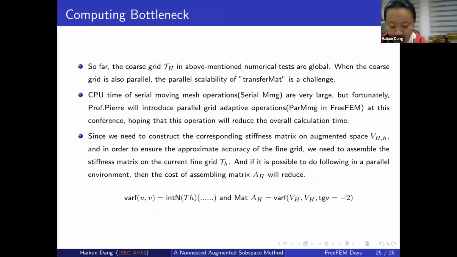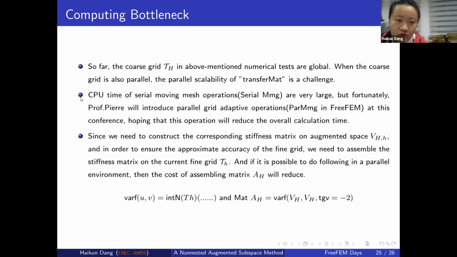Okay, here we will talk about the computational bottleneck in the tests. There are three points. The first point is that the cost of the grid transfer T to capital H in the above-mentioned numerical tests is global. So we can use the interpolate function in FreeFEM, and this function has good parallel scalability. But if we use the transfer matrix, which is also parallel, its parallel scalability is still challenging.